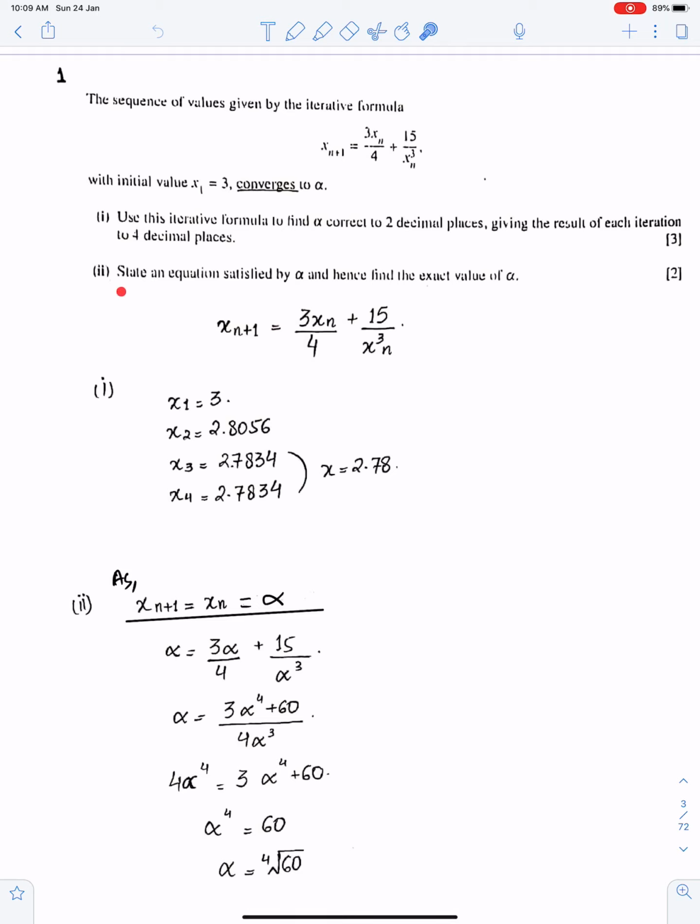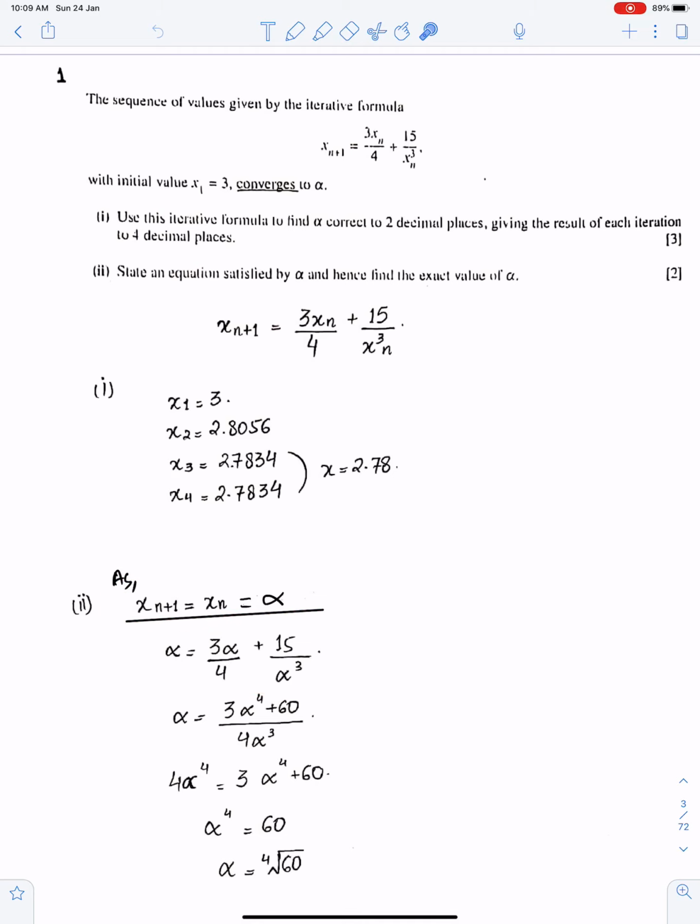Part 2. State an equation satisfied by alpha and hence find the exact value of alpha. This is the type 5 question. Since it's mentioned that this sequence has converged to alpha, converge means x(n+1) is equal to xn is equal to alpha. So by applying this onto this iterative formula, we have this equation.